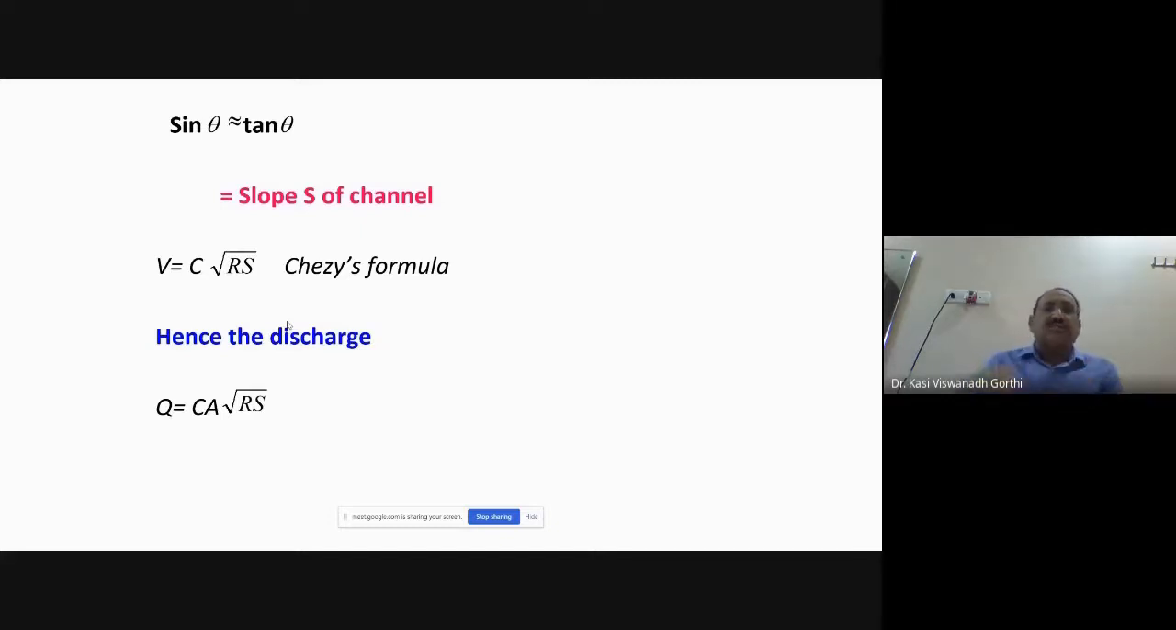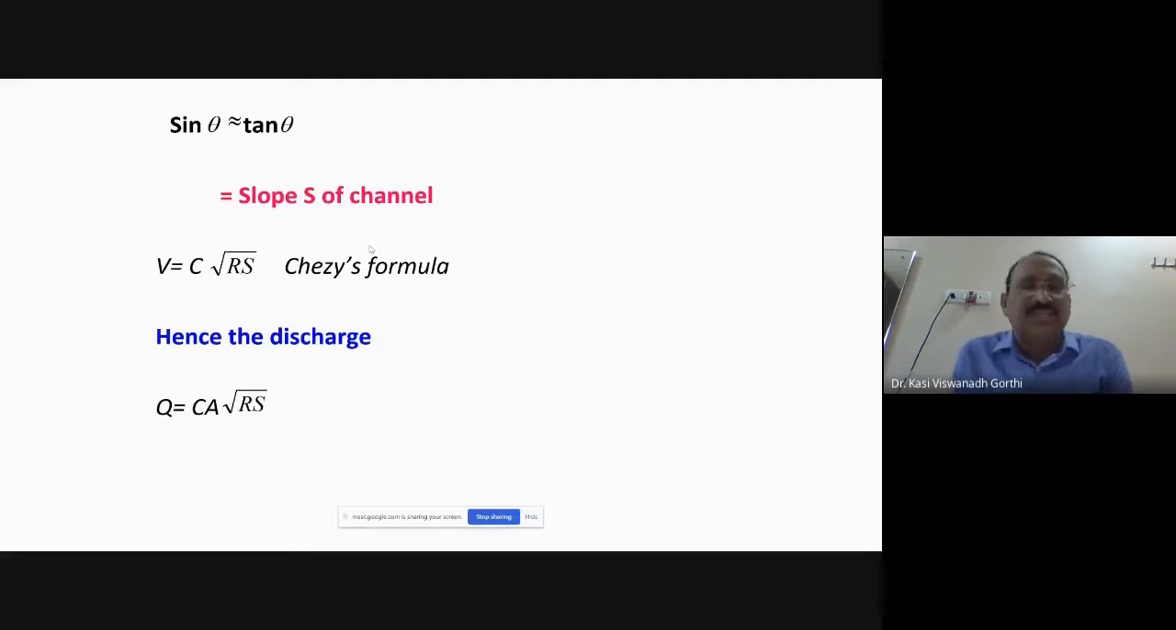Longitudinal slope of the channel. So tan theta or sine theta may be approximated to be equal to the longitudinal slope or gradient of the channel. So the velocity V would be equal to C into square root of R into S. This is known as the famous Chezy's formula, which is used for effectively analyzing uniform flows in open channels: V is equal to C into square root of RS.